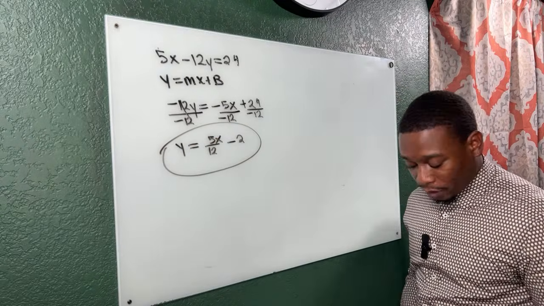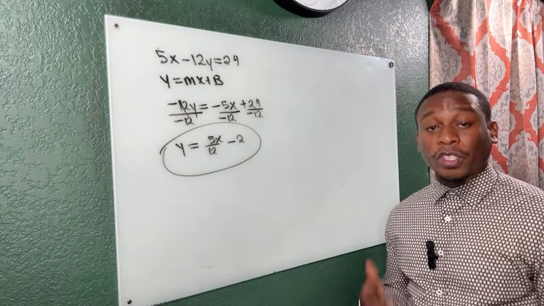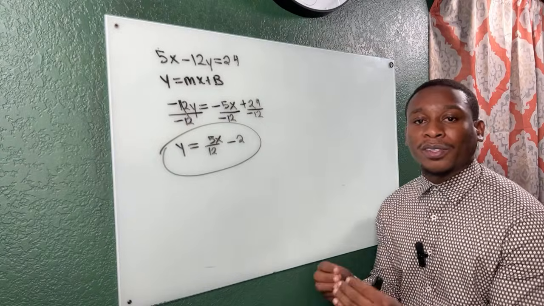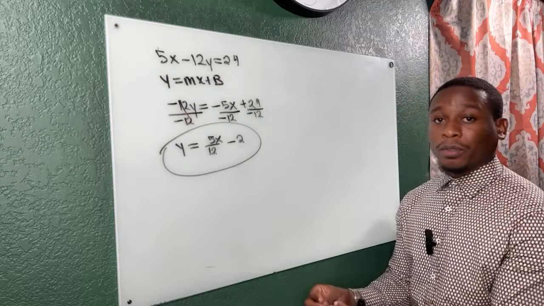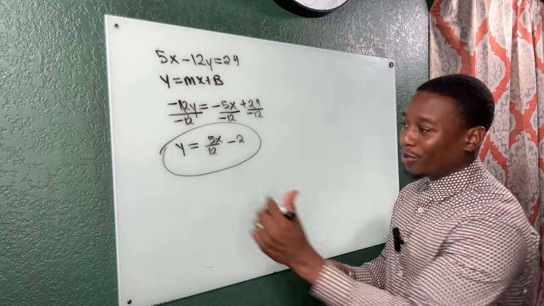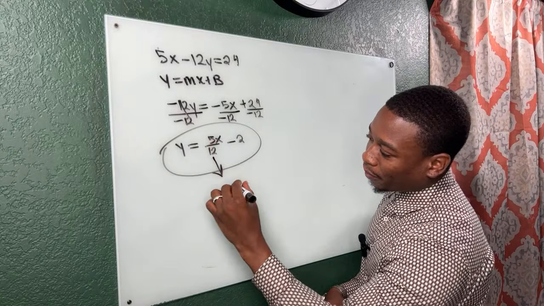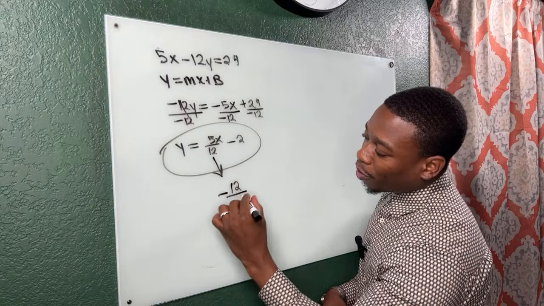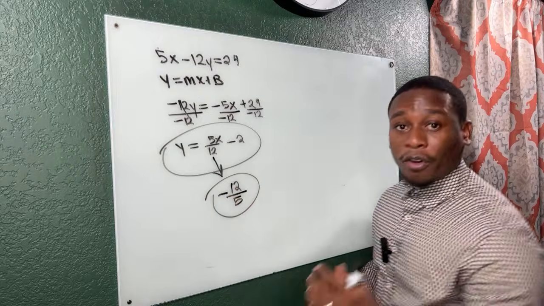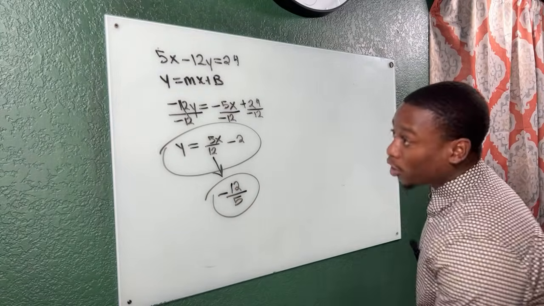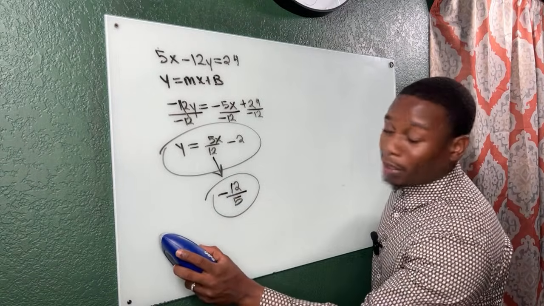Now, real quick, if they asked you for the slope of a perpendicular line, they're going to ask you this. Negative reciprocal, right? So it's negative, we flip it. 12 over 5. They're going to ask you this. And matter of fact, let's go to my next problem so I could show you exactly what I mean.